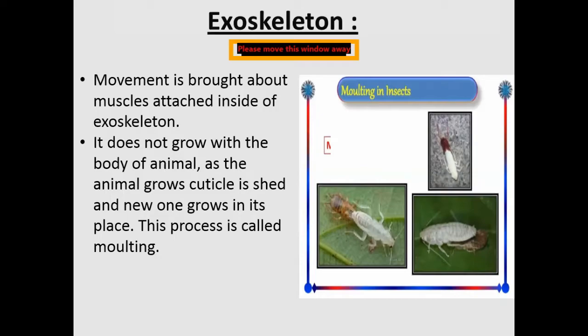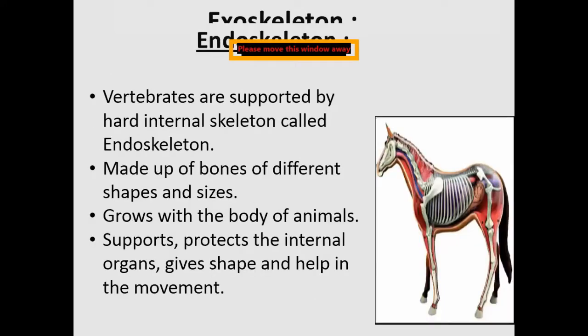Okay, students. Now next we have another type, the endoskeleton. Endo means inside, the skeleton present inside the body. Exoskeleton is present outside the body, and endoskeleton is present inside the body.